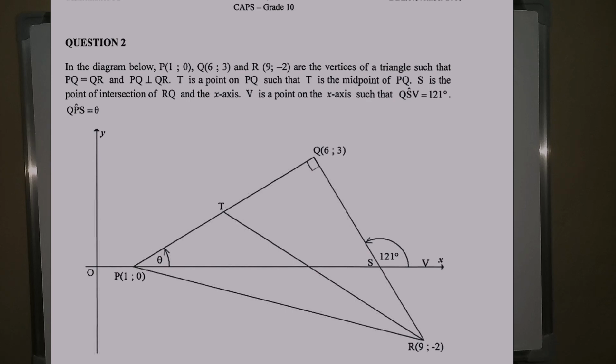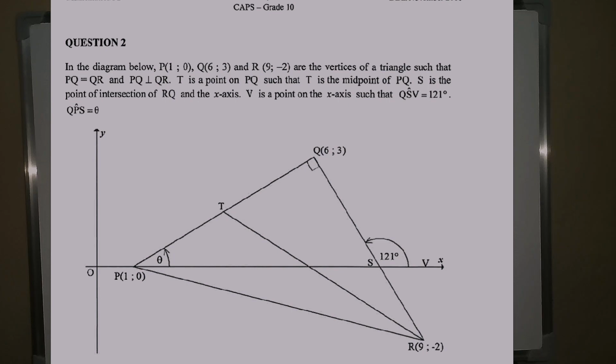In the diagram below, P with coordinates (1, 0), Q with coordinates (6, 3), and R with coordinates (9, -2) are the vertices of a triangle such that PQ is equal to QR and PQ is perpendicular to QR. T is a point on PQ such that T is the midpoint of PQ.